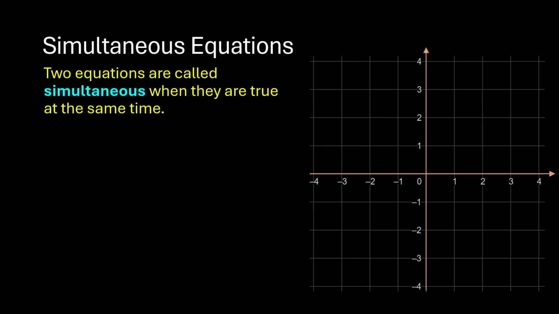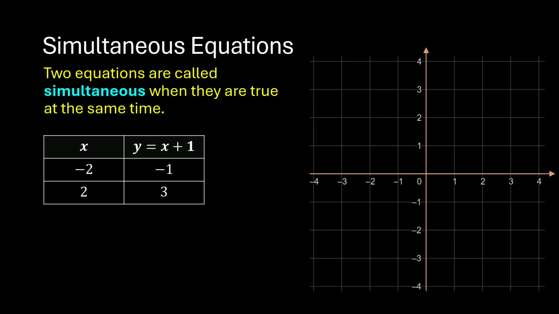Let's begin by plotting y equals x plus 1 first. When x equals minus 2, y equals minus 1, because we have minus 2 plus 1. So we can plot this point. Here's minus 2, minus 1.